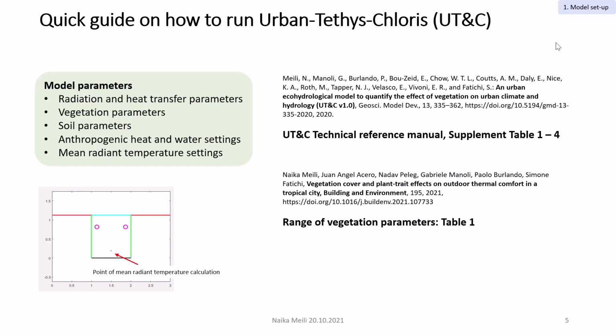Besides urban geometry, there is a large set of model parameters. You will need to specify radiation and heat transfer parameters, vegetation parameters, soil parameters, anthropogenic heat and water settings, as well as mean radiant temperature settings.